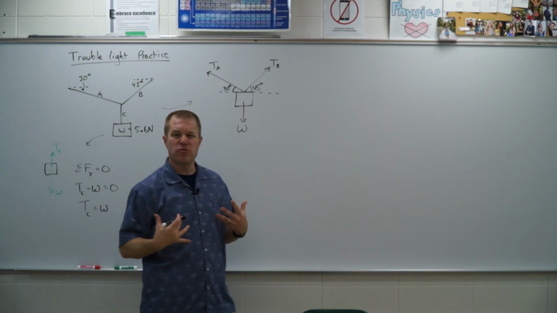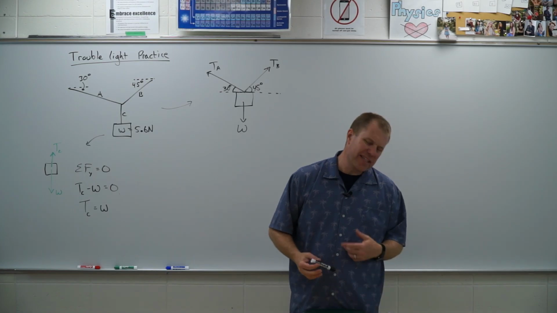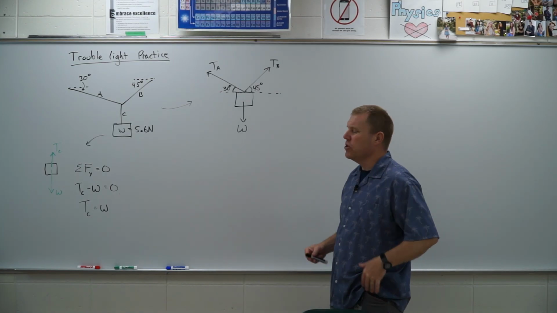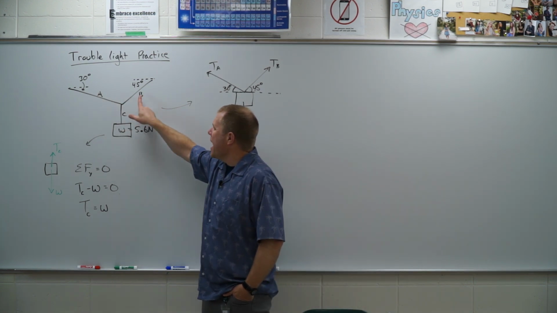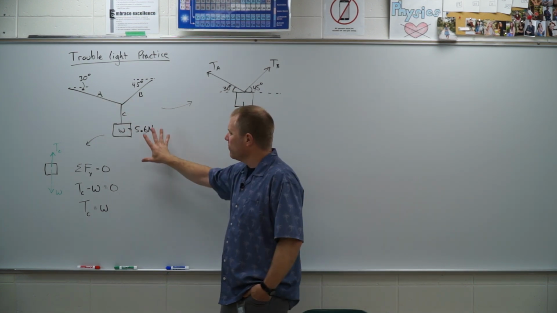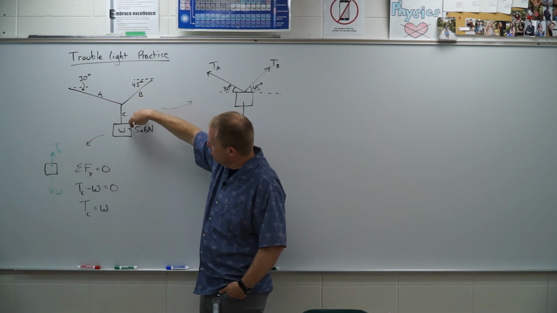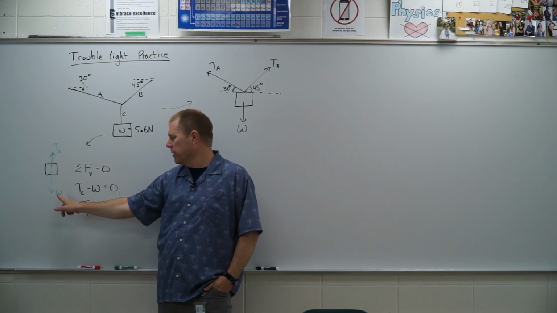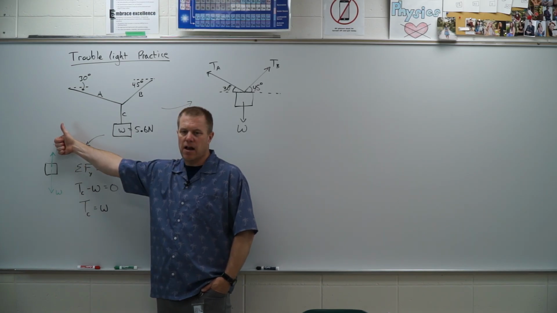This is our mg value of 5.6 newtons. They did put a W on there, so I put W on there as well, but you could also call it mg. So they want us to find the tension in A, B, and C. The first step is to isolate the weight and ask, what forces are acting on that trouble light? Gravity's pulling it down with 5.6 newtons, and tension C is pulling it up.